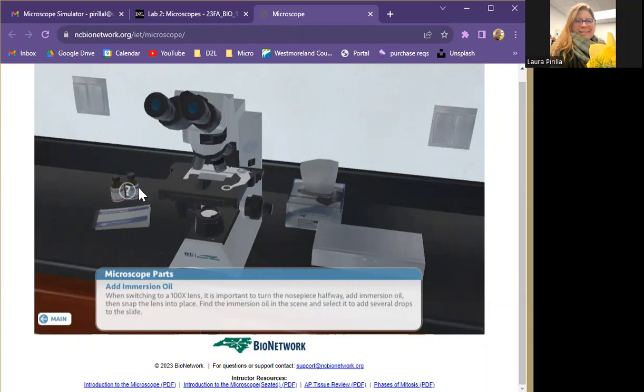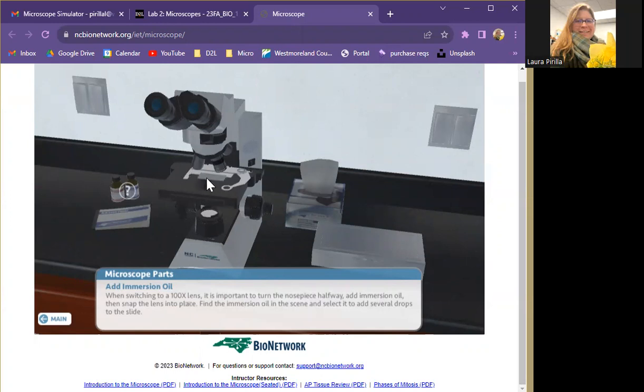the objective lens that is a 100x has such a small opening that it can't let enough light in. So we need to bridge that gap with the oil between the slide and the objective lens. The other thing is it's got a real short working distance, which means it basically needs to be touching the thing it's looking at. So this oil is also going to help bridge that gap there too.